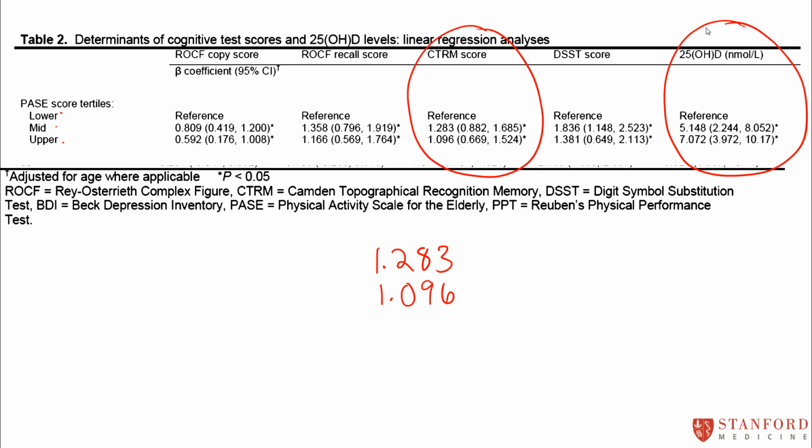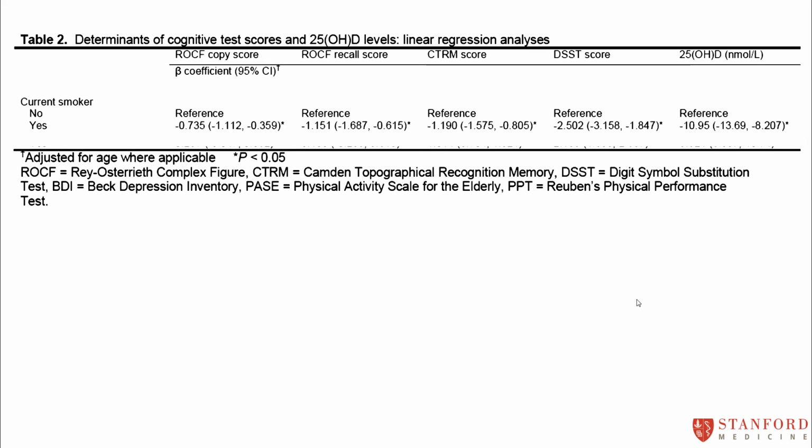Interestingly, vitamin D also correlated with exercise. If you were in the middle exercise group, you were 5.148 nanomoles per liter higher in your vitamin D compared with the low group. The high exercise group was on average 7.072 nanomoles per liter higher in vitamin D. So if you're exercising a lot, you tend to be outside more, you have higher vitamin D levels. Again, could be a confounder, right? More physical activity, better cognitive function, and higher vitamin D.